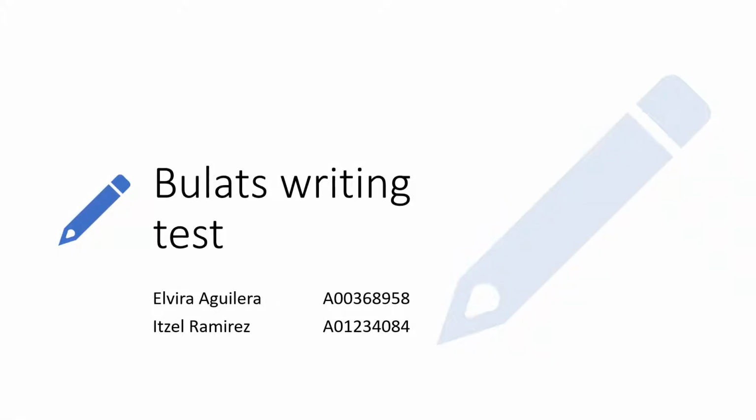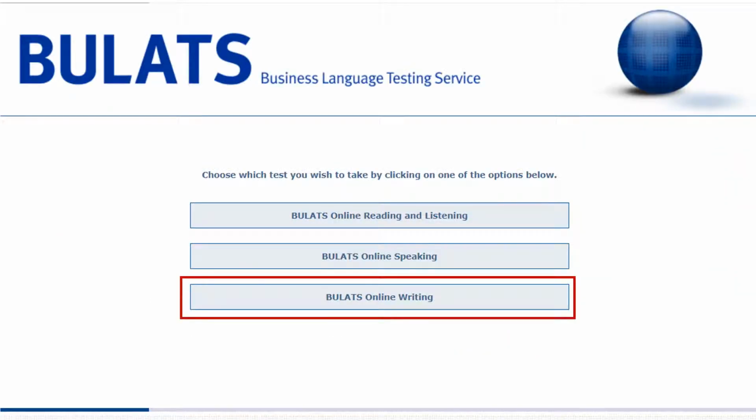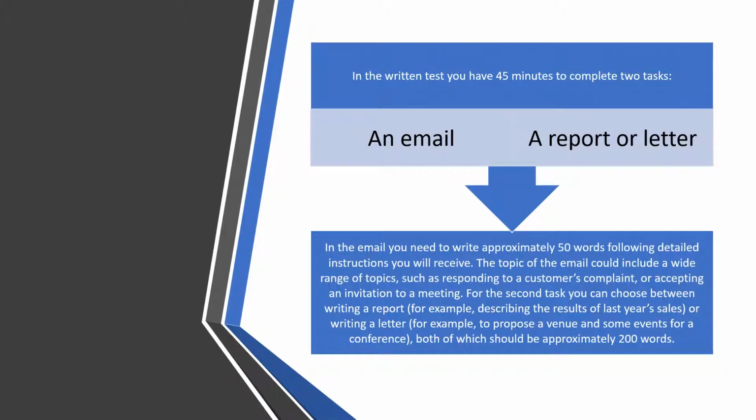Bulats reading test. In Bulats, we have three options to choose from for exams. In this case, we need to choose online reading. Then, you have an explanation of what you need to do in the reading exam.